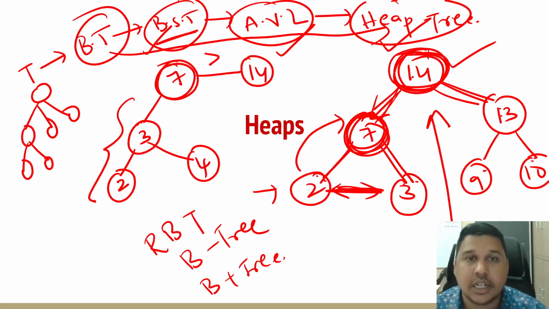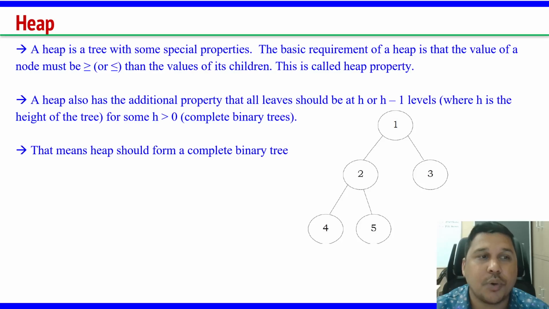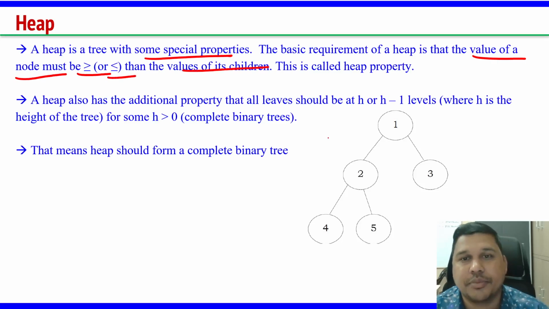Let us dwell deeper into heaps. What is heap? What are the different properties in heap? If we go forward, a heap is a tree with some special properties. The basic requirement of heap is that the value of a node must be greater than or less than the values of its children.